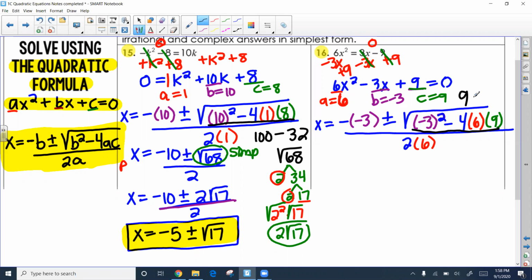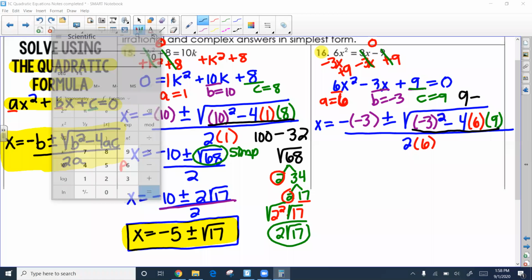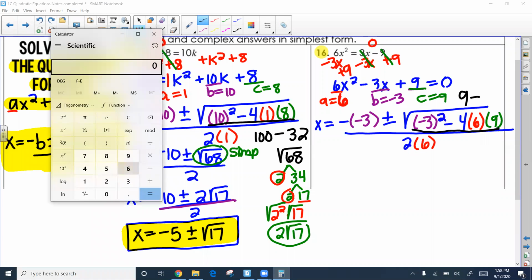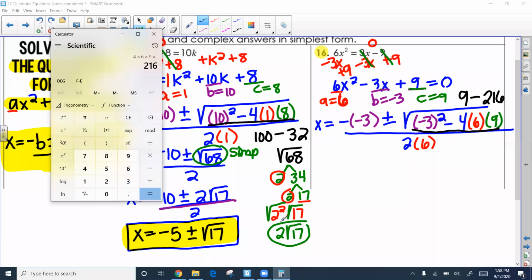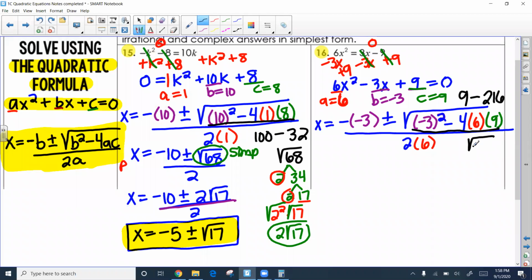So this should be positive 9 minus, right here, 4 times 6 times 9. I don't know what that is offhand, so rather than try to figure it out, I'm just gonna put it in my calculator. 4 times 6 times 9 is 216. And then 9 minus 216 is negative 207. So under the radical, we would have a negative 207.